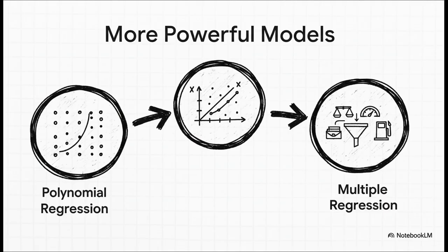And this really opens up a whole new world of possibilities. Now we can use curves to model more complex stuff. But we can even take it another step further. What if it's not just one thing affecting the outcome? With multiple regression, we can use more than one input feature at a time. So, for predicting MPG, maybe we use a car's weight and its acceleration. The more relevant info we add, the better our prediction gets.